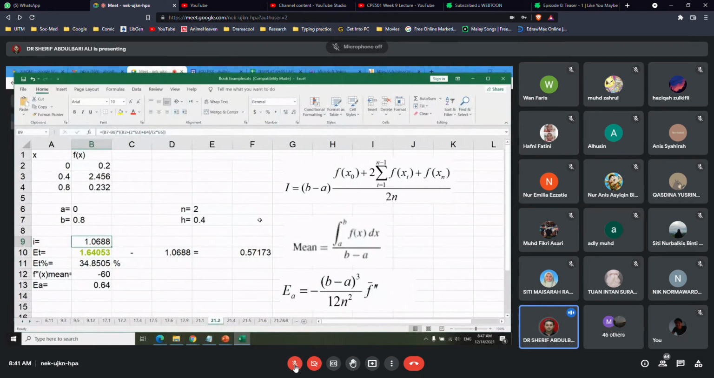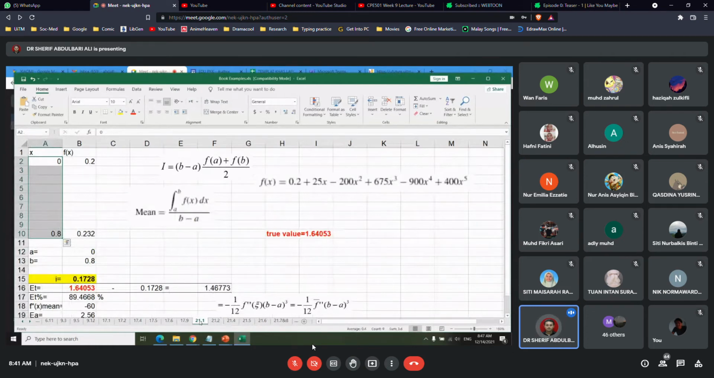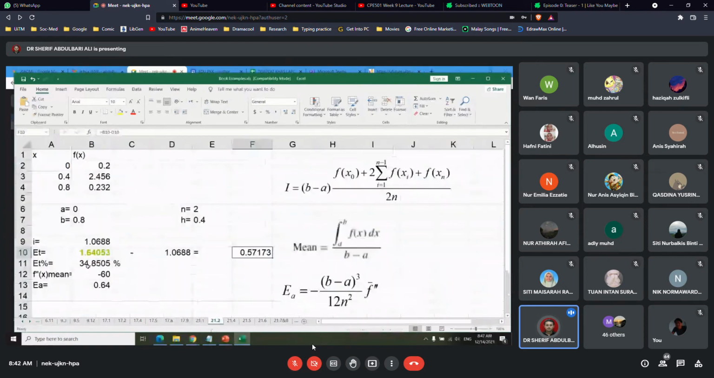Once you're done, since we have the true value, you can simply calculate the error: the true value minus the result you get, so it's 0.57. Now I want you to compare. Previously, when we did a single application of the trapezoidal rule, our error was 89.4. When I add one more segment, the error is reduced to 34. So the more segments you add, the more you reduce the error.